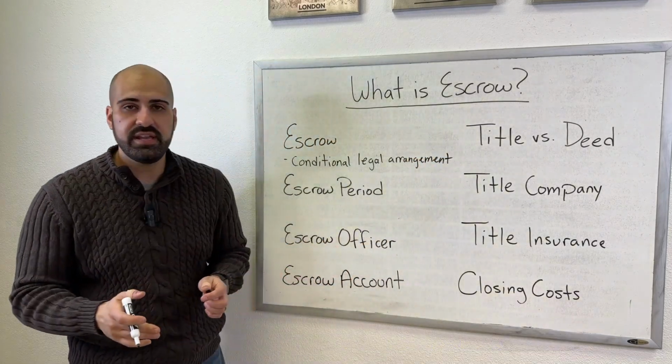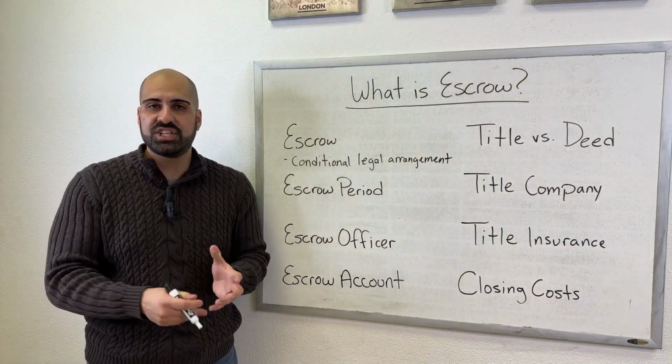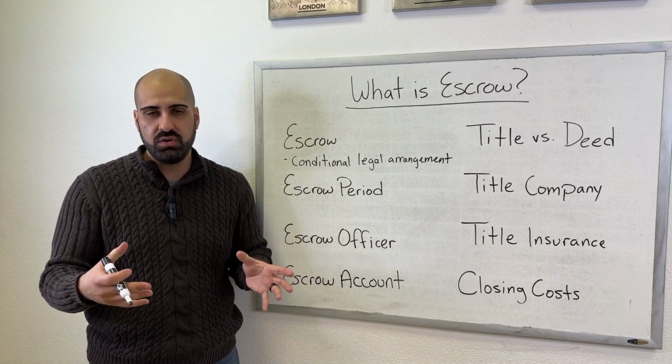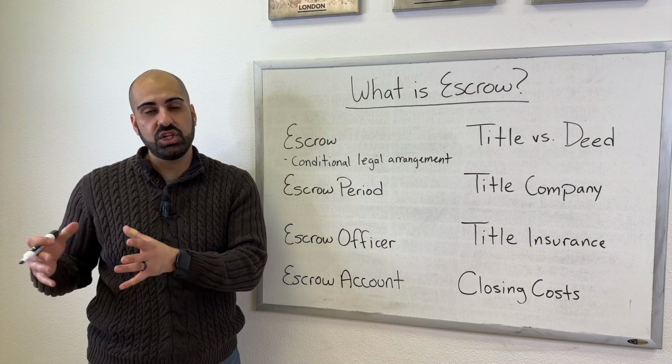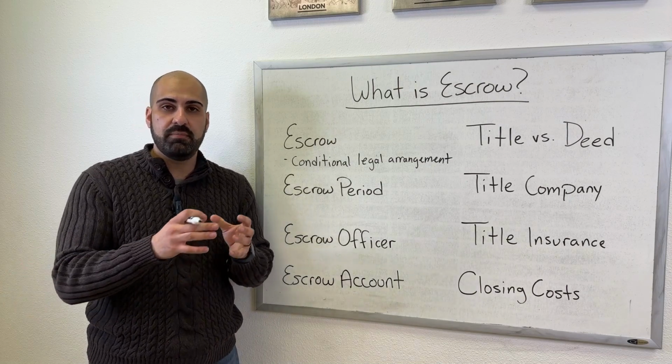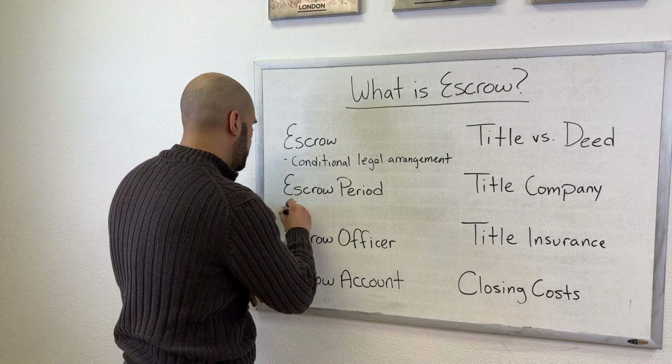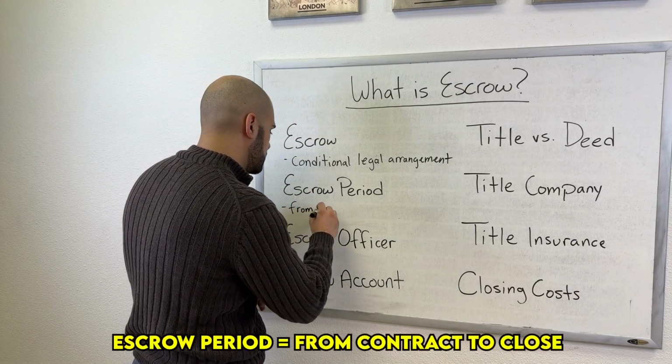Now the escrow period is from the time in which we execute the contract and it's sent to the escrow officer to open escrow until the final contract date, the close of escrow, where the buyer becomes the owner and the seller gets their money. So escrow period is from contract to close.